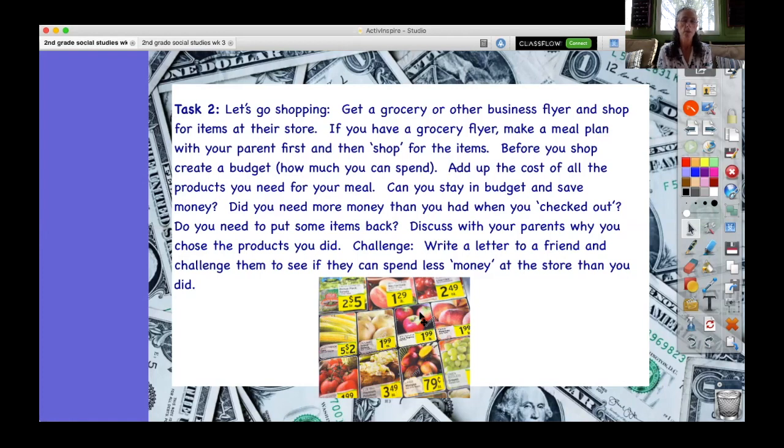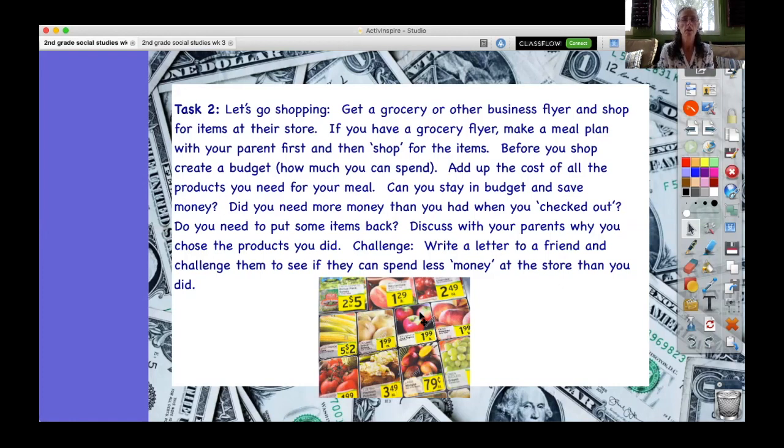This is a good way to compare prices. What is the best item for the money you have? So create a budget, decide how much you can spend. And when you pick out the items, you can add up the cost of all the products you need for a meal. Are you able to stay in your budget? Were you able to save money by buying something that was a little less expensive? Do you need more money than you have when you are ready to check out at the grocery store? Do you need to put some of those items back?